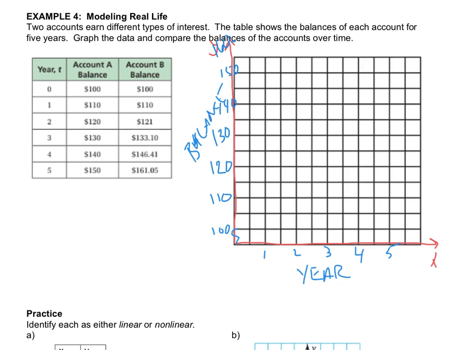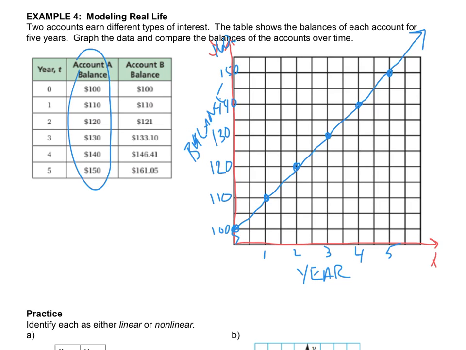So then I'm going to do account A in blue, and then we'll do account B in a different color. So looking at my year and the balance, in the blue, at 0 years I have 100. At year 1 I'm at 110. Year 2, 120. Year 3, 130. Year 4, 140. Year 5, 150. So if I connect that, we see a nice, perfect straight line.